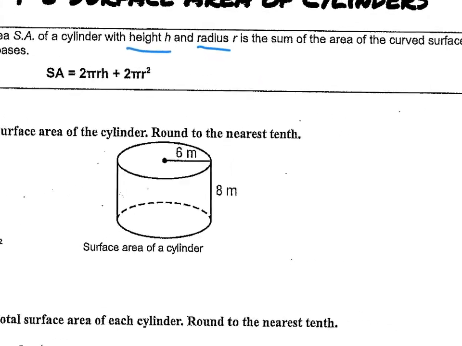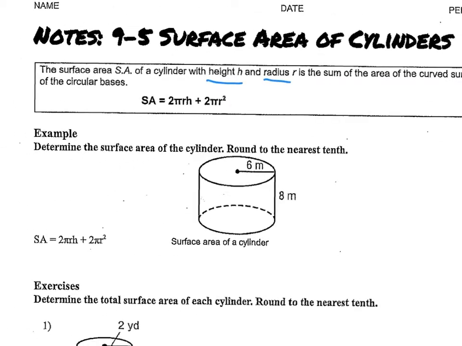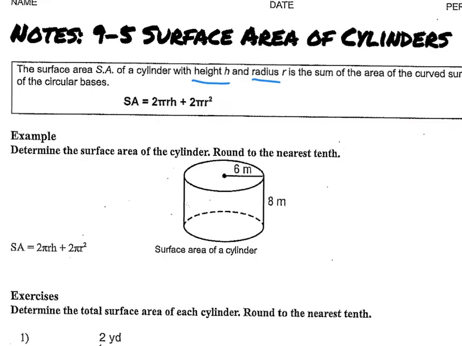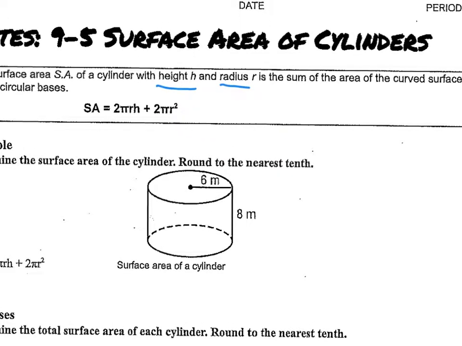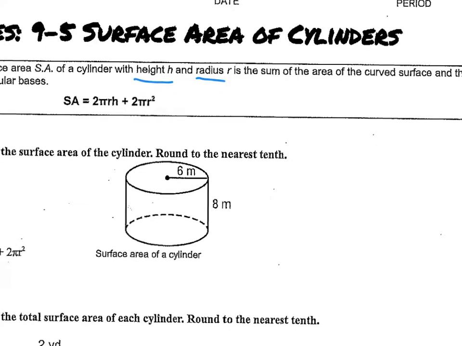So let's look at example 1. Also, if it ever says determine the surface area, and that's all it says, then that means you're looking for total. If it ever just says find the surface area, you're finding all of it. So I want to write that formula down. Surface area equals 2 times pi times radius times height plus 2 times pi times radius squared.